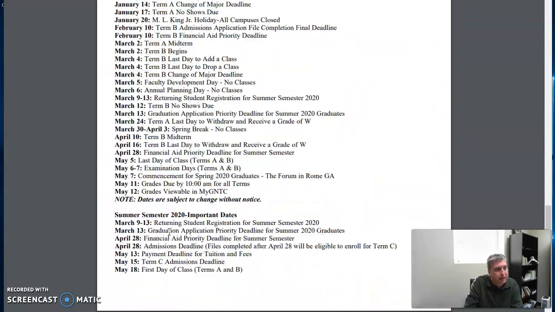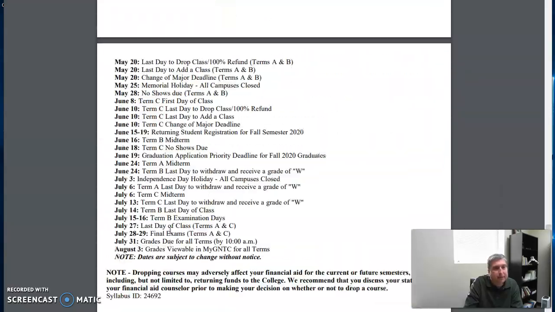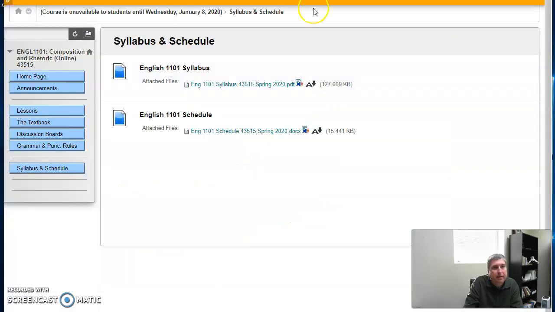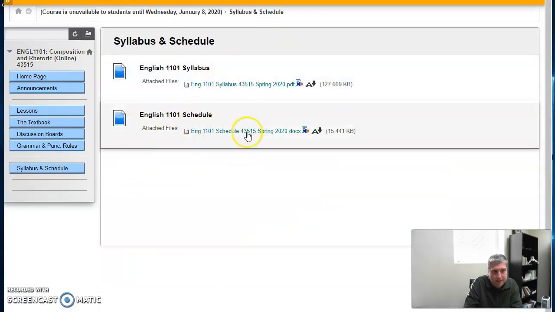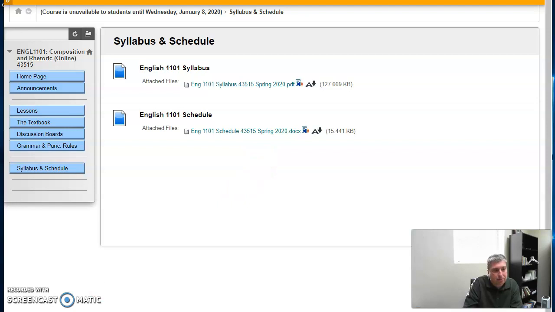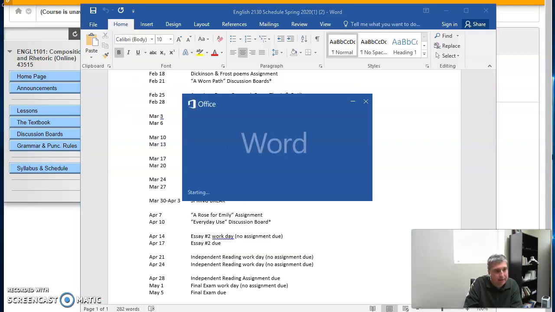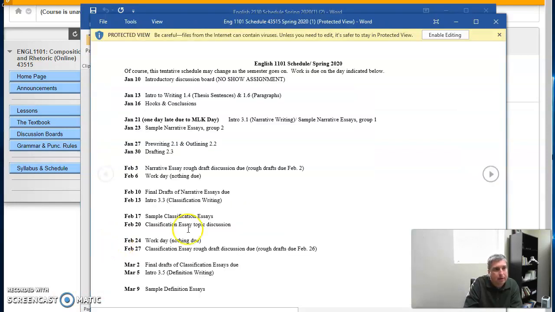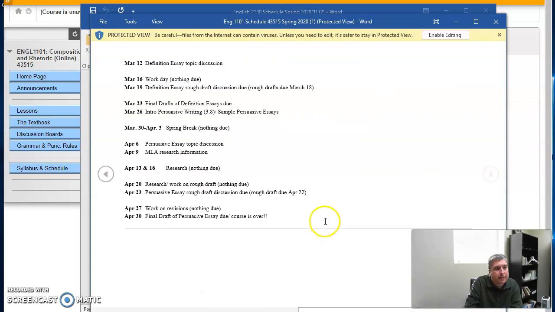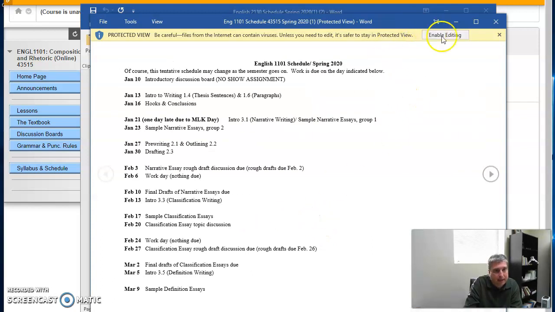The rest of this is standard GNTC stuff, and I don't need to get into that too much. But really, the more important document here is the schedule. The course schedule, I clicked on that, and I've got to download it. There we go.